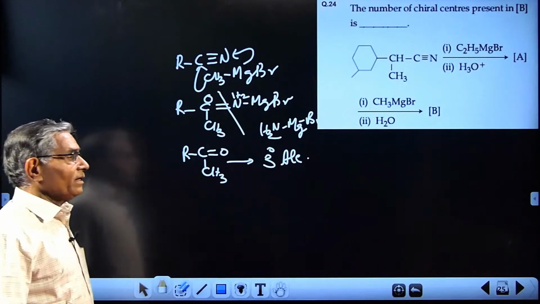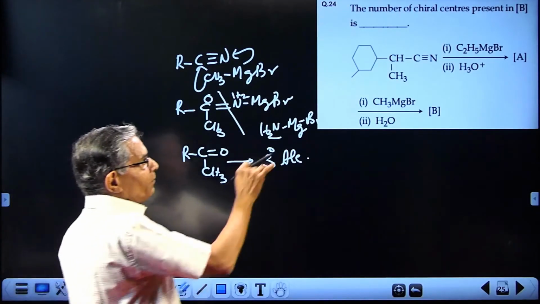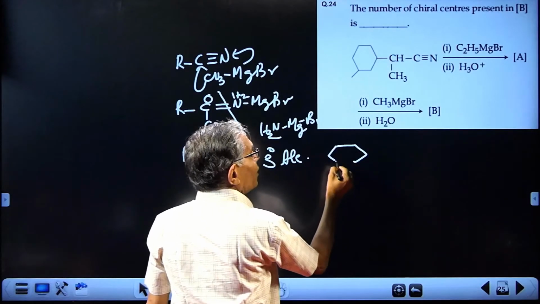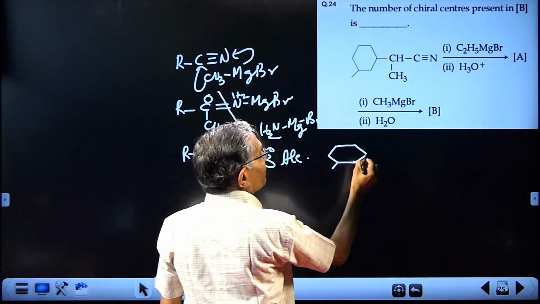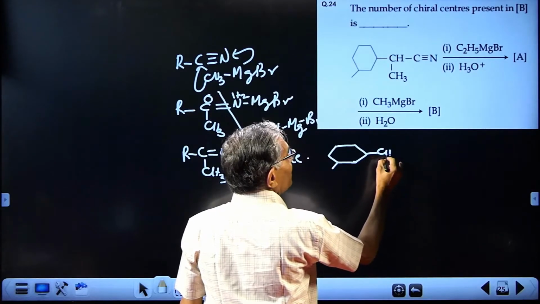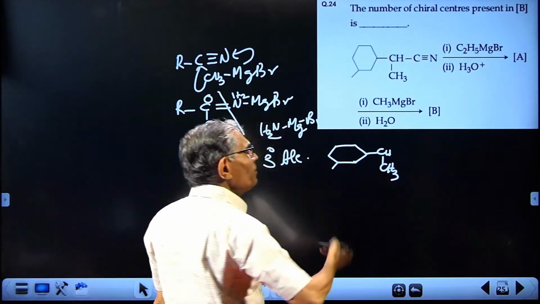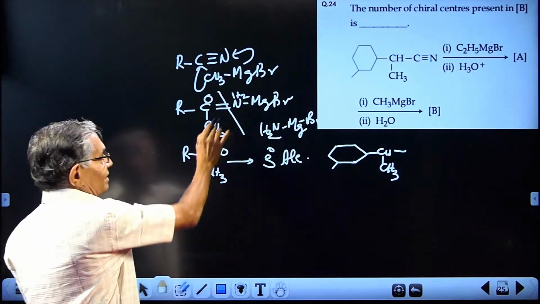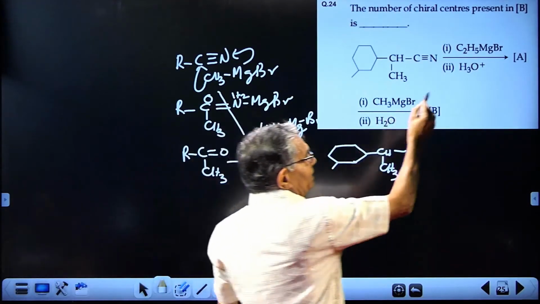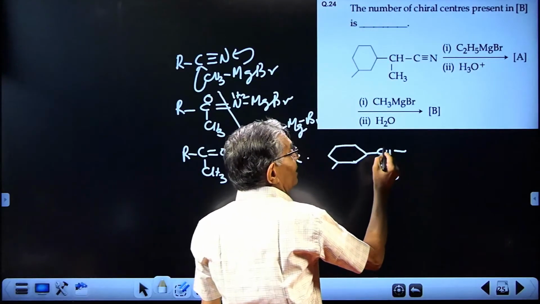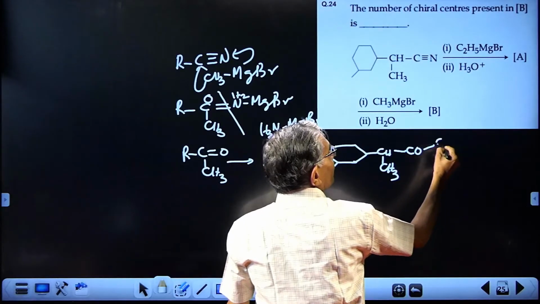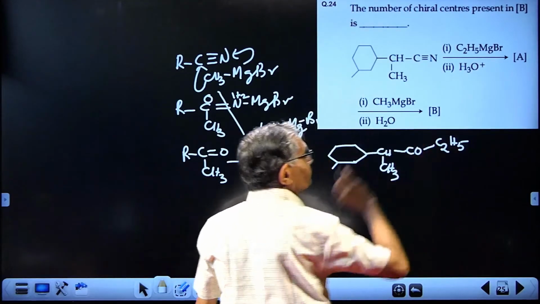That part is a standard reaction. So apply this principle. Your first compound is a compound with the structure given. This is CHCS3. This part is remaining as such. But after the first step of the reaction, what Grignard reagent is used is C2H5, meaning you will be getting a ketone with the structure CO C2H5.